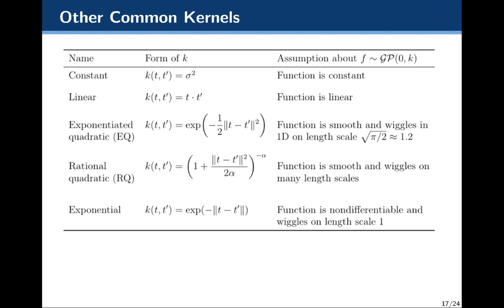In the notes we've supplied, I list some other common kernels you can look at. Here's the functional form for the kernel and, importantly, the assumptions that that particular kernel makes about the functions that you're modeling. So if you don't believe, for example, that your function is smooth and wiggles on many length scales, then the rational quadratic would not be a good choice for you.